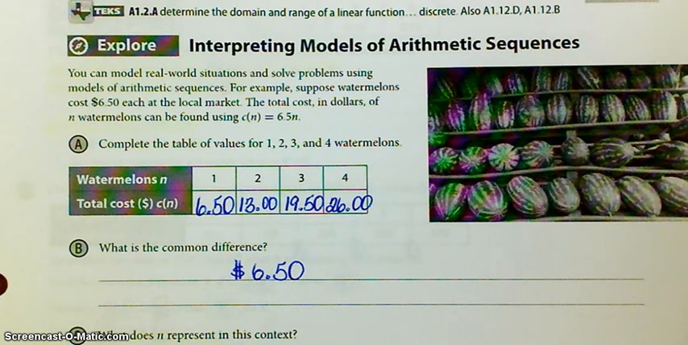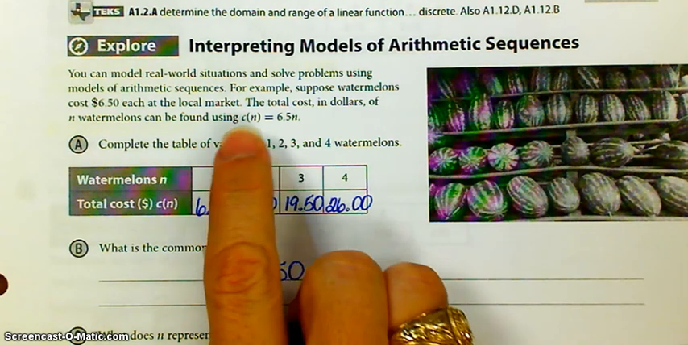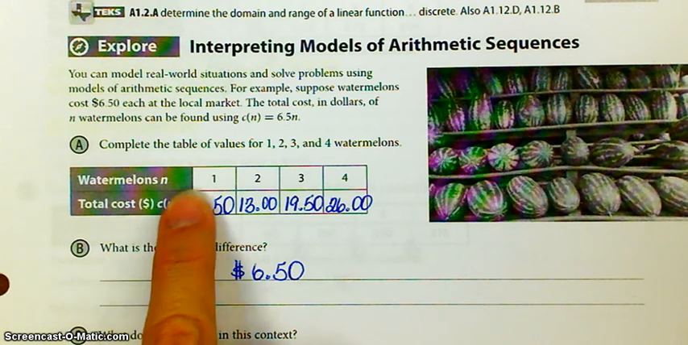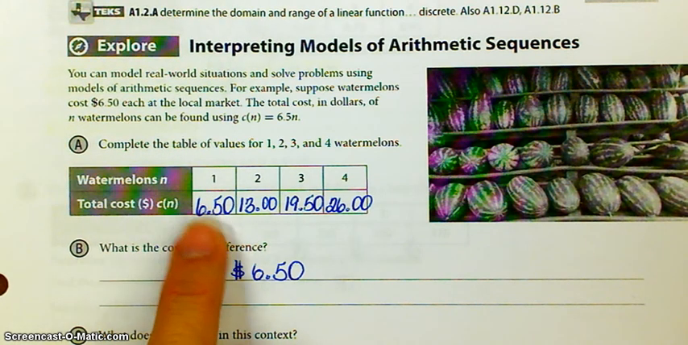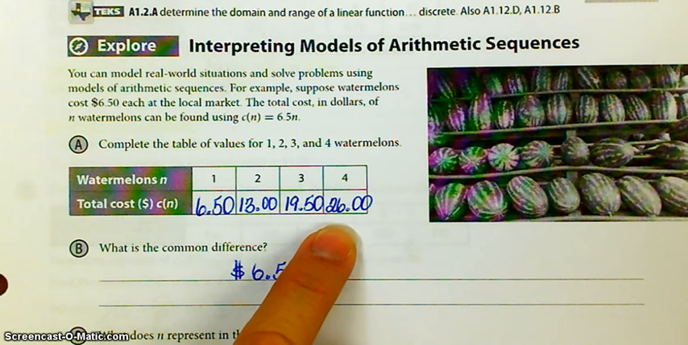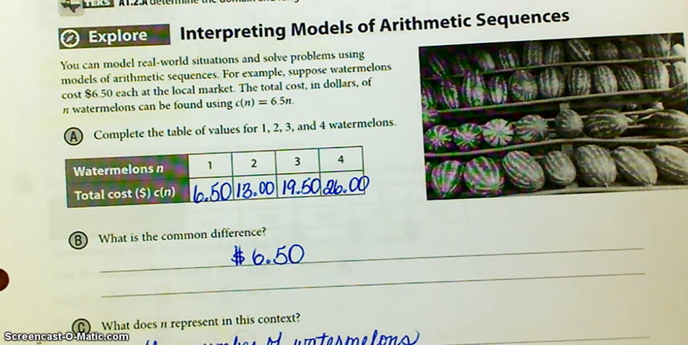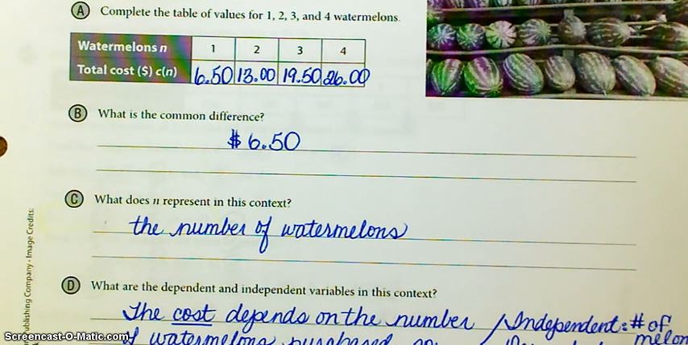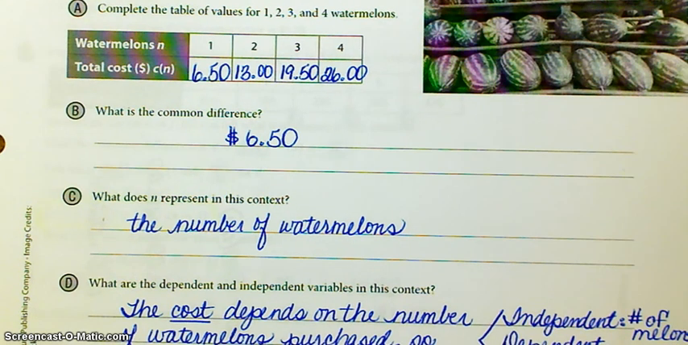For example, suppose watermelons cost $6.50 each at a local market. The cost in dollars of n watermelons can be found using C of n is equal to 6.5n. So the cost that you're going to pay is a function of how many watermelons you buy. So your watermelons, 1, 2, 3, 4, total cost, and there are your numbers, your terms for that sequence. The common difference is $6.50. What does n represent in this context? It represents the number of watermelons that you're purchasing.